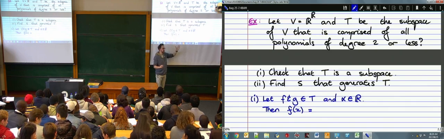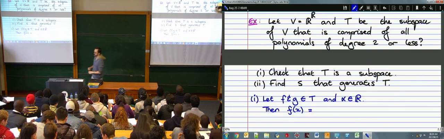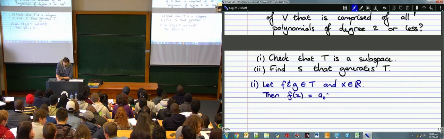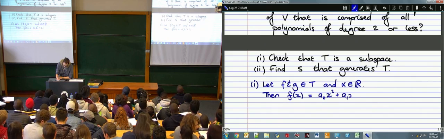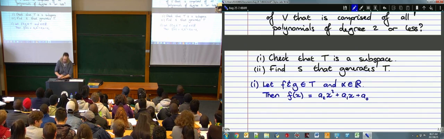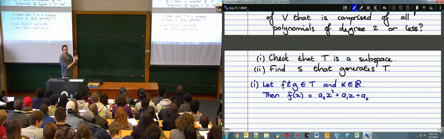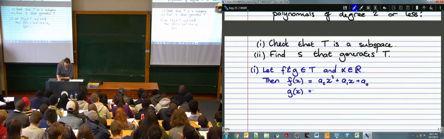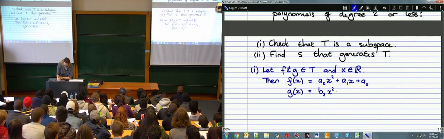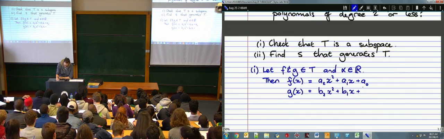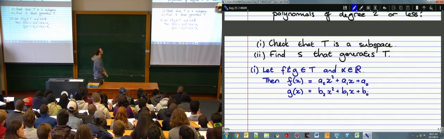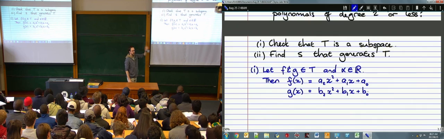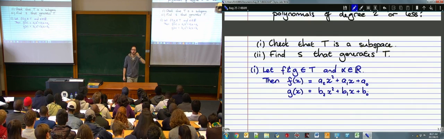So f and g are both polynomials of degree 2 or less. The easiest way to write a polynomial of degree 2 or less is something like this: f of x equals a2 x squared plus a1 x to the 1 plus a naught. That's a polynomial of degree 2 or less. And g of x is equal to, let's call this, b2 x squared plus b1 x plus b naught. So we've got two functions in the following form, and those constants a2, a1, a naught, b2, b1, b naught could be any real number.